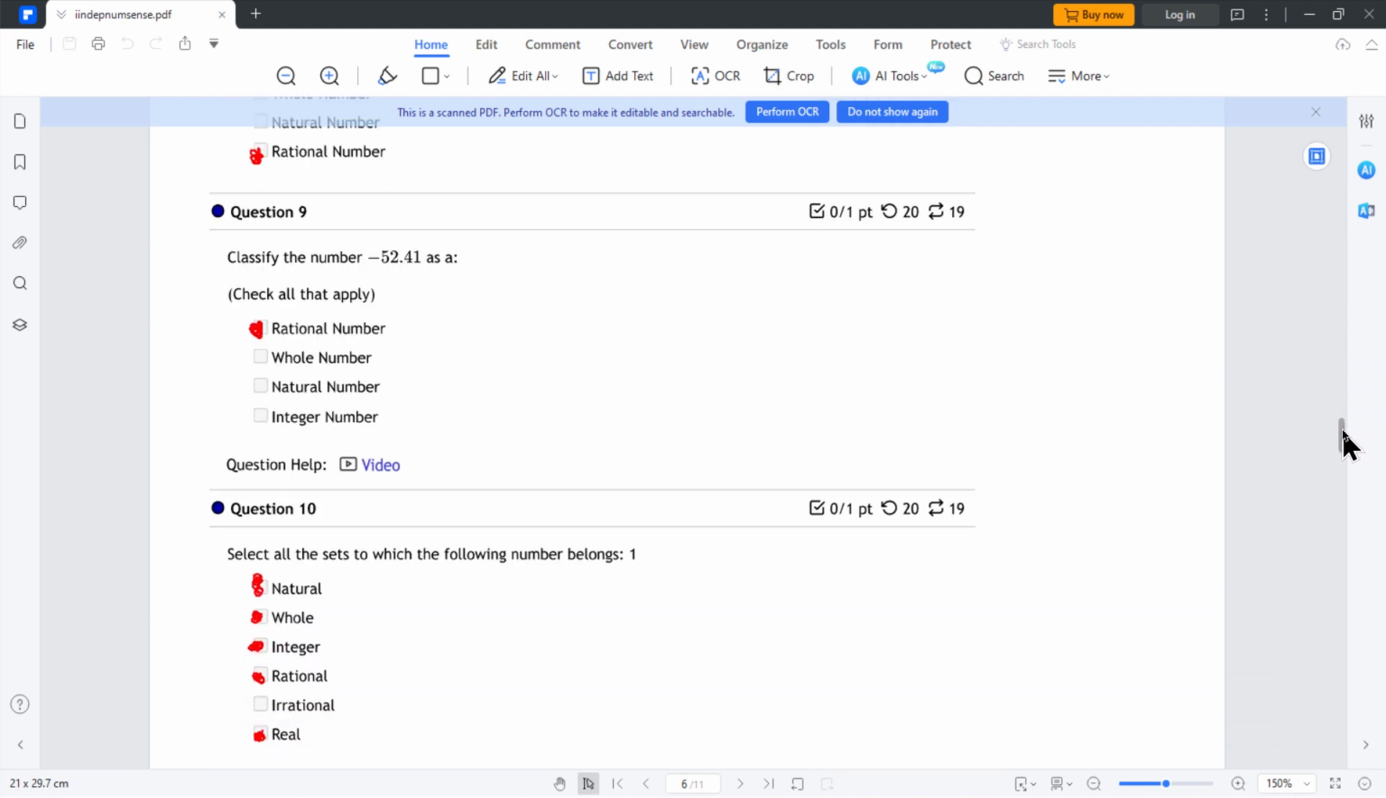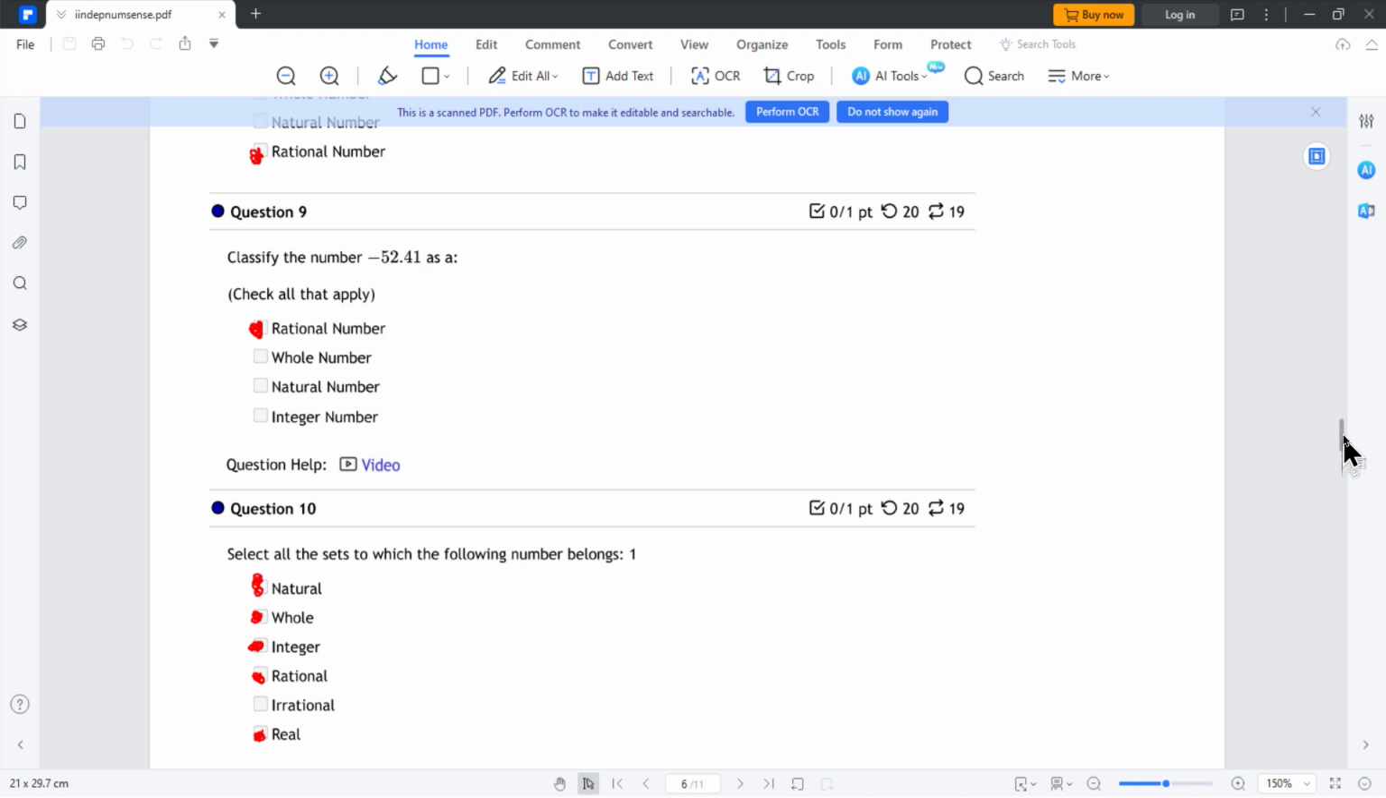Number 9, classify the number here. Is it an integer? No, it's not. Is it a natural number? No, it's not. Is it a whole number? No, it's not. It's a rational number. It can be written as a fraction.